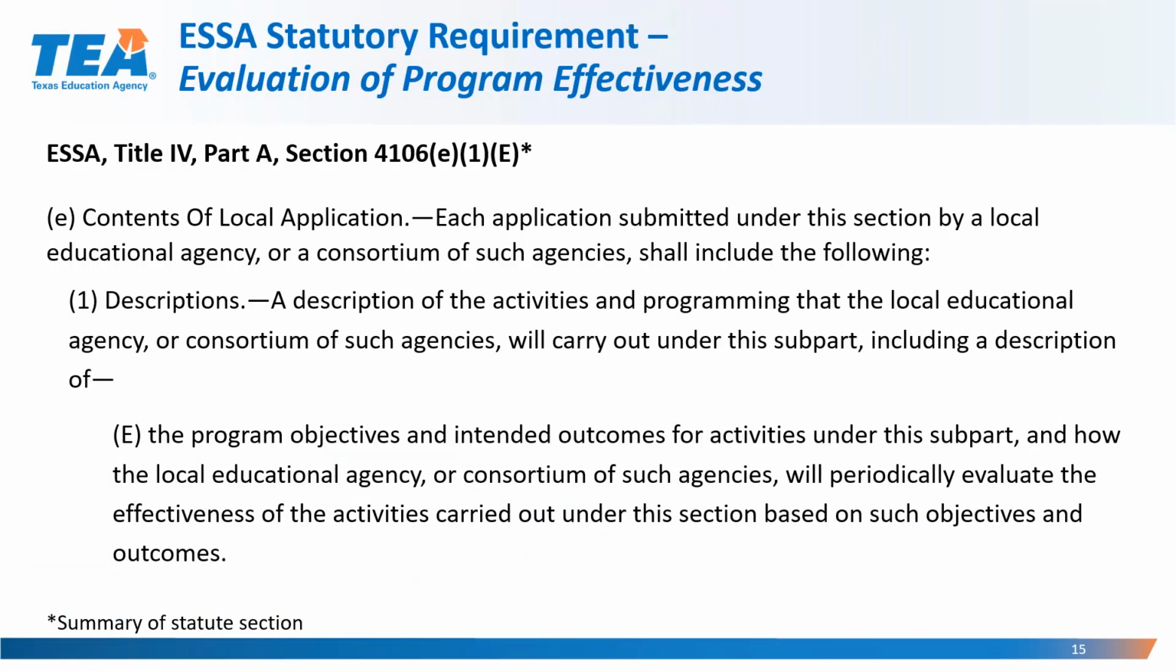The ESSA statutory requirement is in Title IV Part A, Section 4106. There it discusses the descriptions requirement. A description of activities and programs that the LEA will carry out must include a description of the program objectives and intended outcomes for the programs and activities in which Title IV funds are used. Also, how the LEA will periodically evaluate the effectiveness of those programs and/or activities based on the objectives and outcomes. This is a summary of the applicable section that is related to the random validation item description.